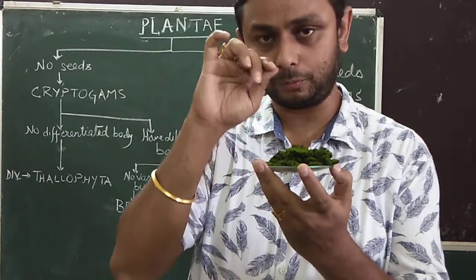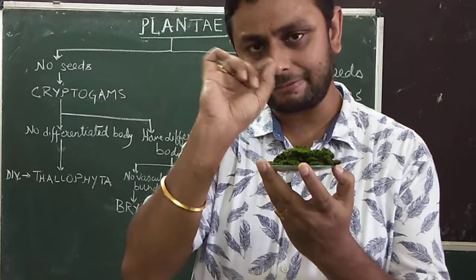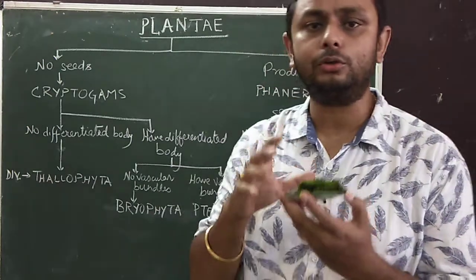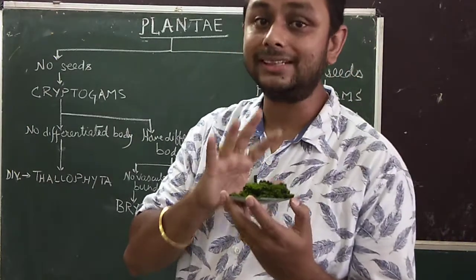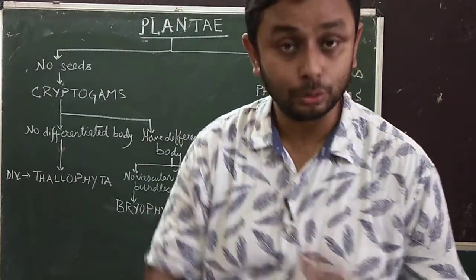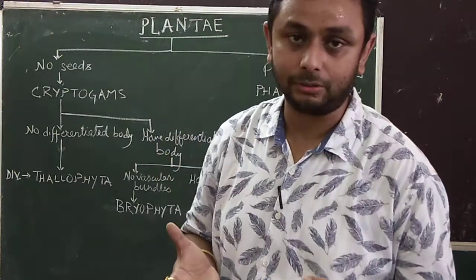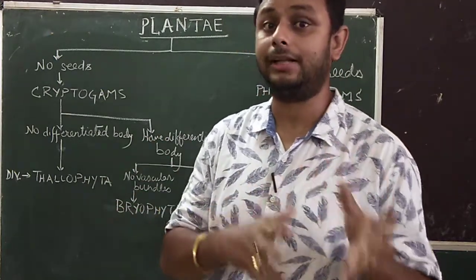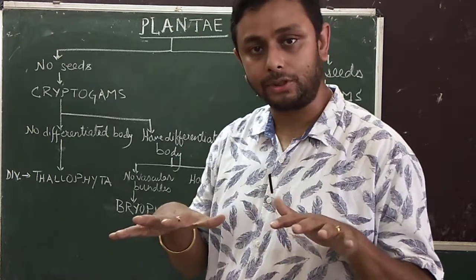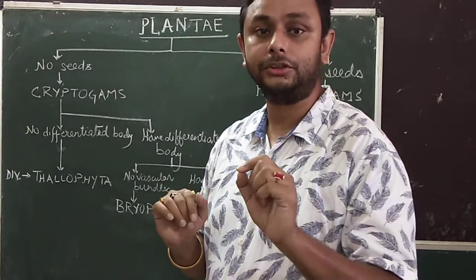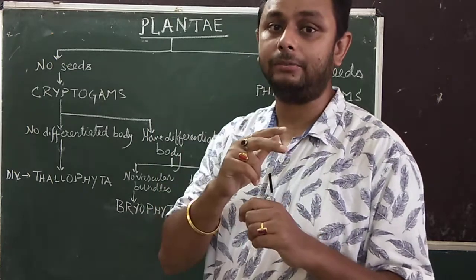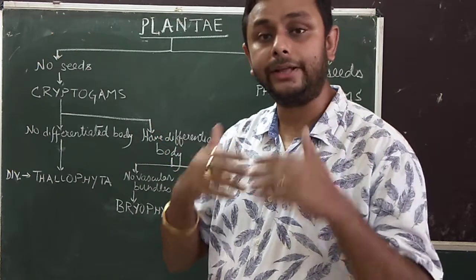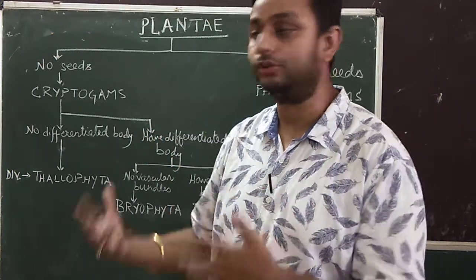If you have a closer look with a magnifying glass, you will find they have leaf like and root like structures, but those are not true leaves or true roots, because they don't have the vascular bundle. And why are they called amphibians of plant kingdom? Not because they grow both on land and water. It is because they will grow on land, but for the purpose of reproduction, for the swimming of the male gametes, they will need a thin film of water. Therefore they grow very rapidly during the monsoon period.